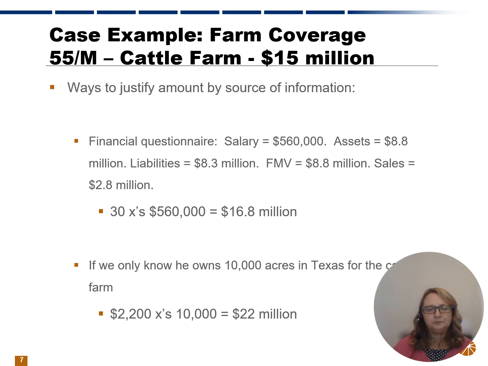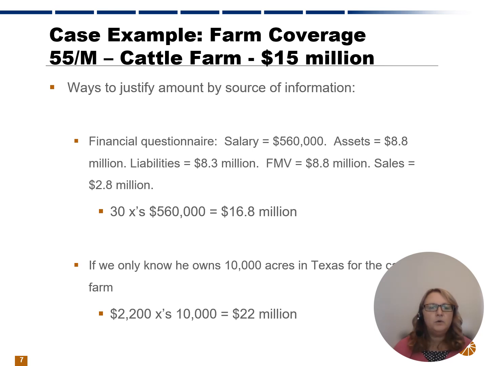So as an example, if we get the information from, say, a financial questionnaire for this gentleman, this is a 55-year-old male, he owns a cattle farm and he wants $15 million. So the financial questionnaire could be one source of information where he says his salary is $560,000, shows his assets at $8.8 million and liabilities at $8.3 million. Says his fair market value of the farm is $8.8 million and his sales equal $2.8 million. If we just take the salary at face value, do the 30 times, we can justify $16.8 million. That's pretty easy to do.